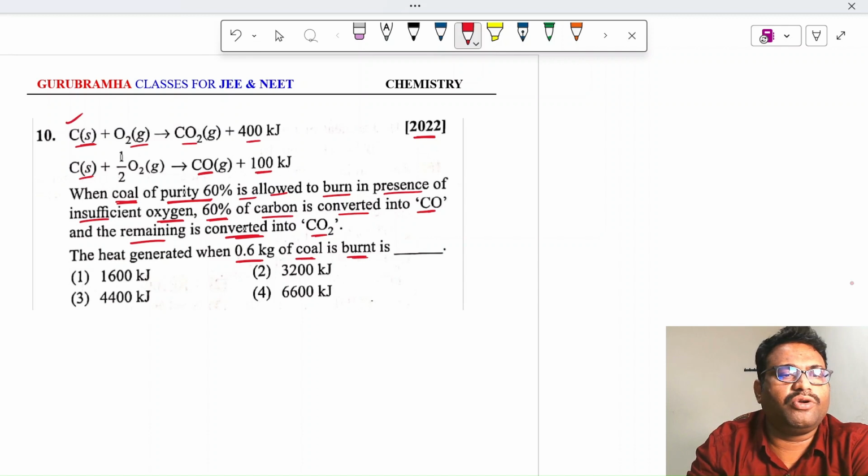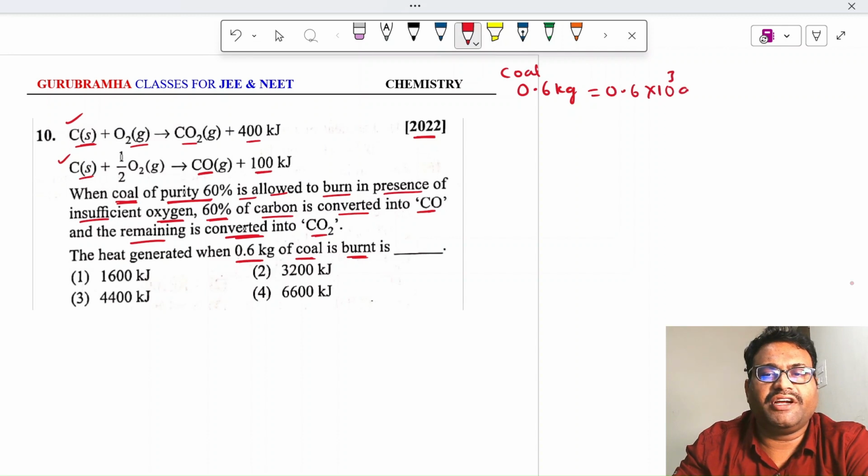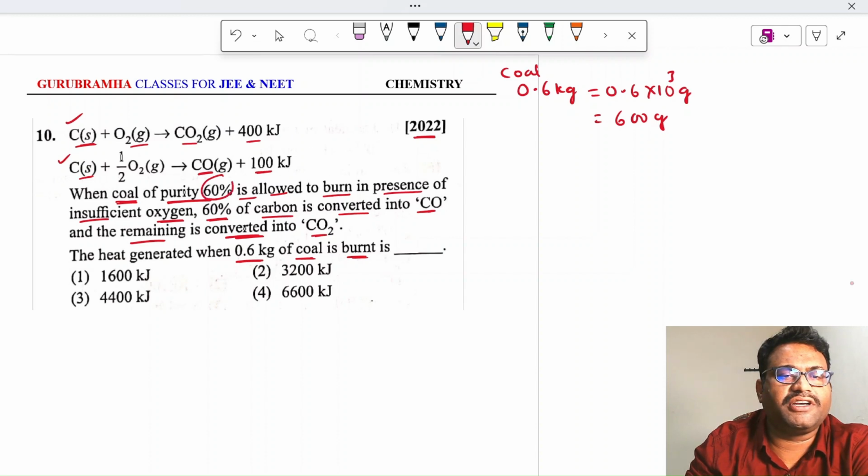Here taken is coal. Okay. So how much is taken? Initially 0.6 kg of coal. How much taken? 0.6 kg, that is equal to 0.6 into 10 power 3 grams, which is equal to 600 grams. Originally, the coal taken was 600 grams. In that 600 grams, the purity is only 60%.